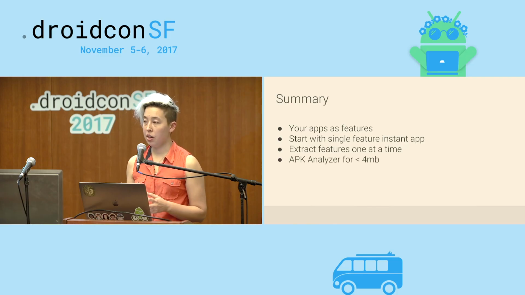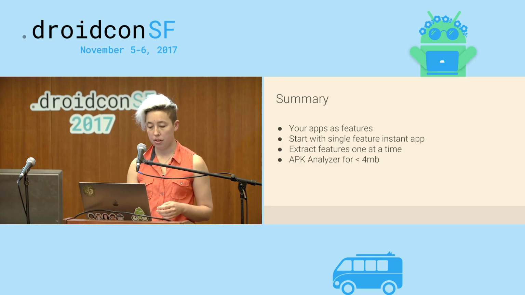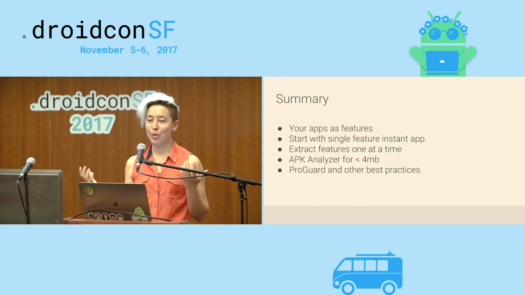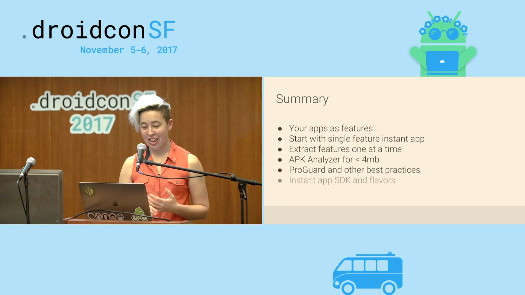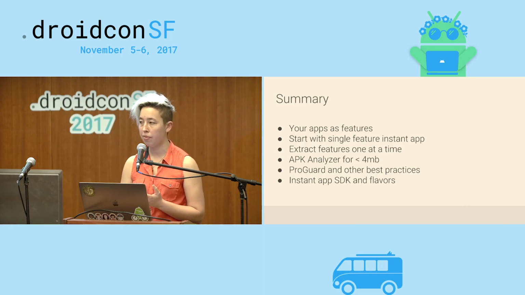The APK analyzer is probably your go-to tool for checking out what's going on and making sure that your features are less than 4 megabytes. You should be using ProGuard and other best practices, as anyone will tell you. And if you're trying to get those little variations, the Instant App SDK has that isInstantApp method, and then you can also leverage flavors.